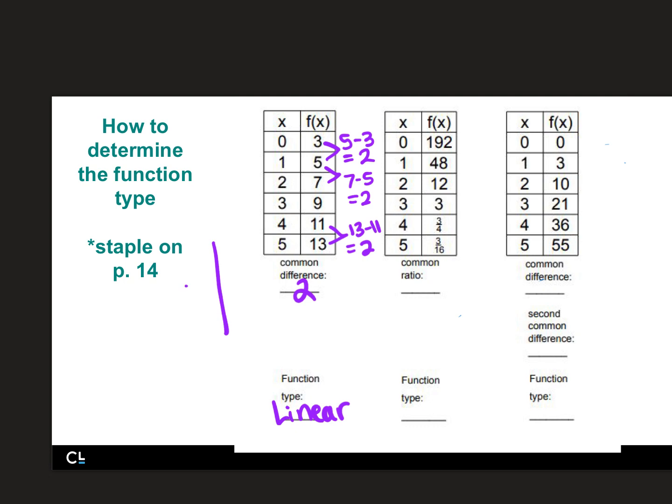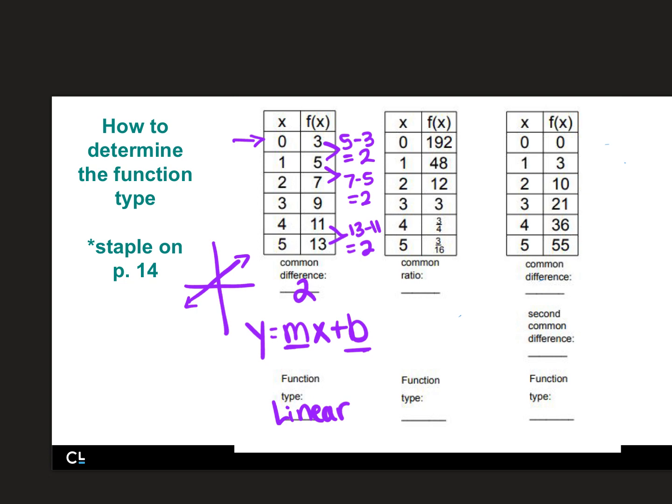A linear function, if you graph it, would have been something in the form of a line. And one way that you can write these functions is using the mx plus b form, where m is the rate of change, or the 2, the common difference in this example, and then b would be the starting value, or the y-intercept, which would have been 3 because we have an x value there of 0.